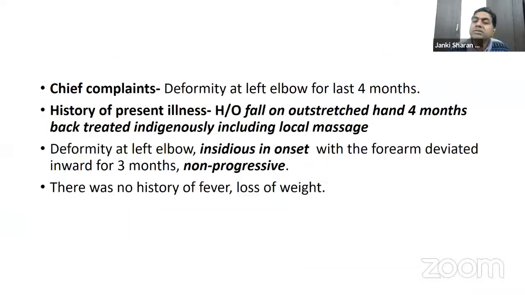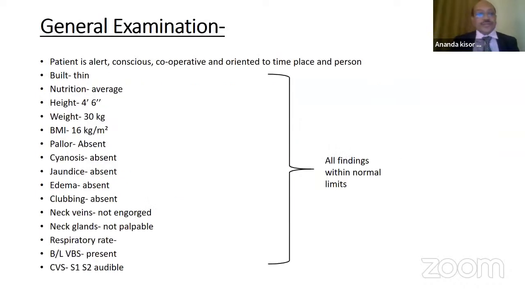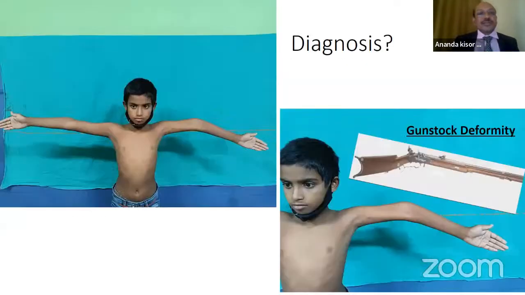I can tell the patient profile. The chief complaint is deformity at the left elbow for the last 4 months. History of the present illness is a fall on the outstretched hand 4 months back, treated indigenously, including local massage. Deformity at the left elbow, of insidious onset, with the forearm deviated inwards for the last 3 months. It is non-progressive. There is no history of fever or loss of weight. All of the findings are normal in general examination. This is the clinical picture. So what is your diagnosis?